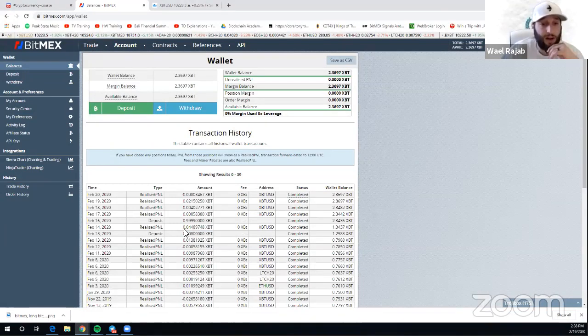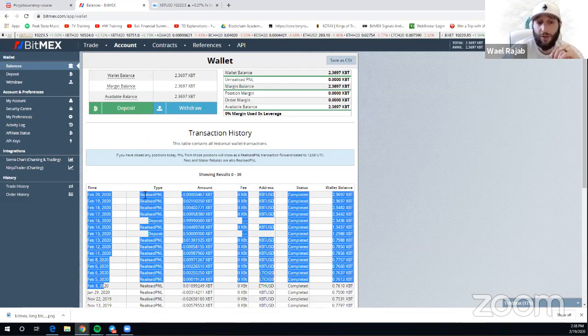$130 deposited. This one was 450 USD, 0.044. Deposited another Bitcoin. This is $58, $40, another $250. So a total of 0.12. As you can see, from February 3rd, I had no losses.